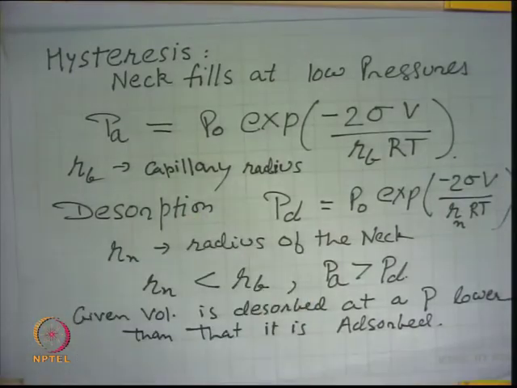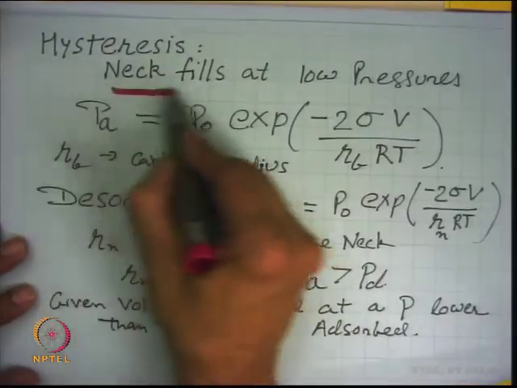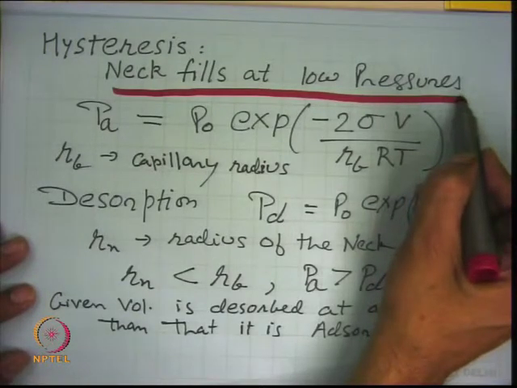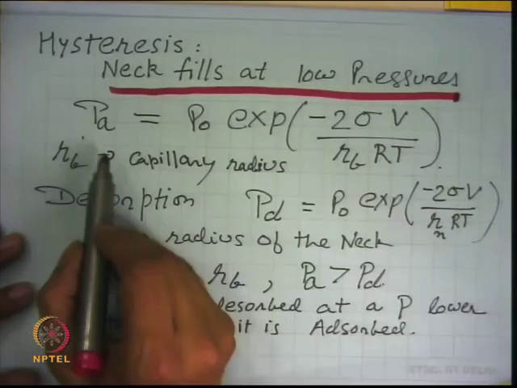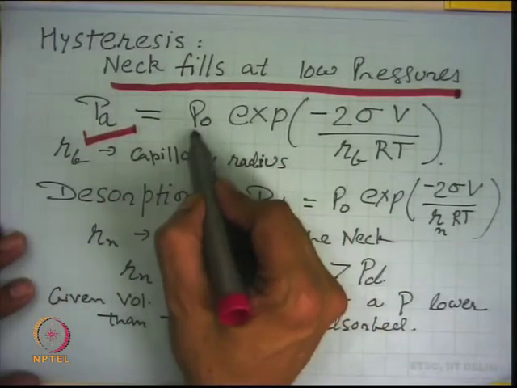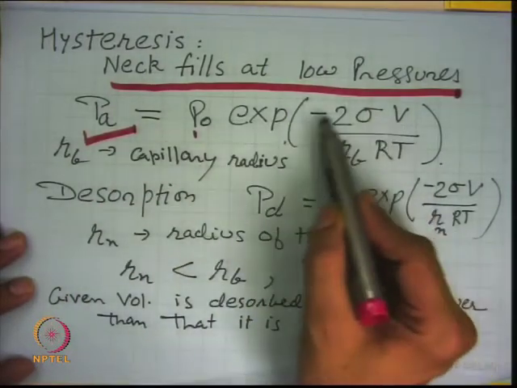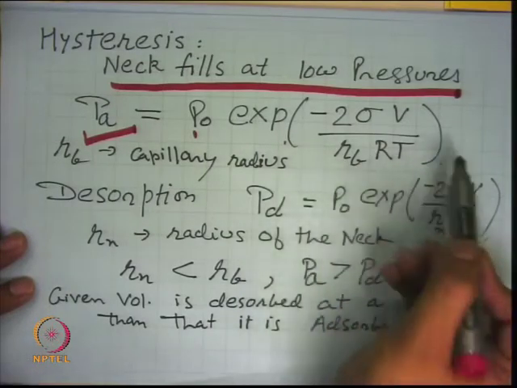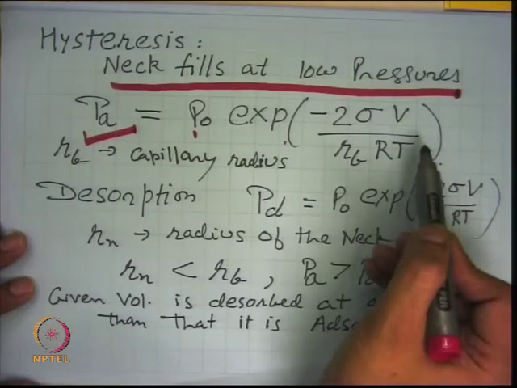I am showing this slide for hysteresis formation, which is similar to what we discussed: the neck fills at a lower pressure. When you have a narrower radius of the neck or pore, condensation starts first in the smaller pore. This is related to the Kelvin equation: the pressure required for adsorption in a pore is equal to the saturation pressure times exponent of minus 2 sigma V divided by r_B R T. This is the Kelvin equation we have seen earlier, in terms of log scales.